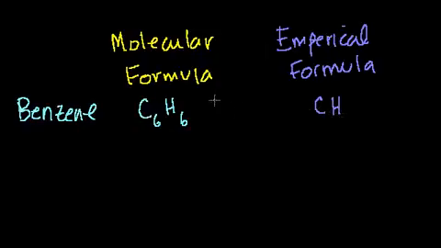And you can go from the molecular formula to the empirical formula very easily. You just find the greatest common divisor of the number of atoms in the molecule. So the greatest common divisor of 6 and 6 is obviously 6. You divide both of these by 6 and you get the empirical formula. You pretty much can't go back from the empirical formula to the molecular formula. You've lost information. I don't know whether this was C6H6, or was it C2H2?